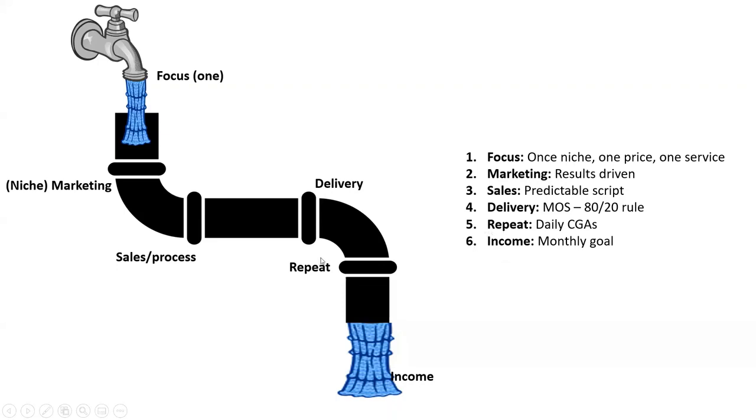Number 5, my favorite. Imagine knowing what to do each day, guys, to get a client. Well, that's what I'm going to be teaching you with what I call your daily CGAs. CGA stands for Client Getting Activities. Next is your income monthly goal.